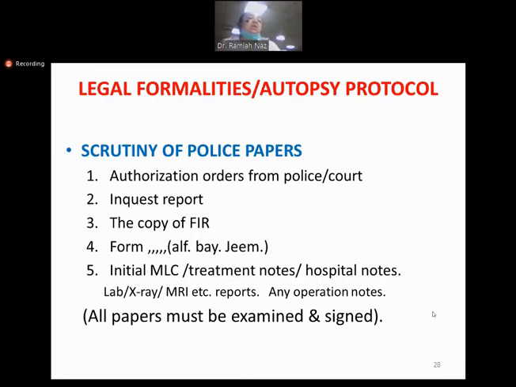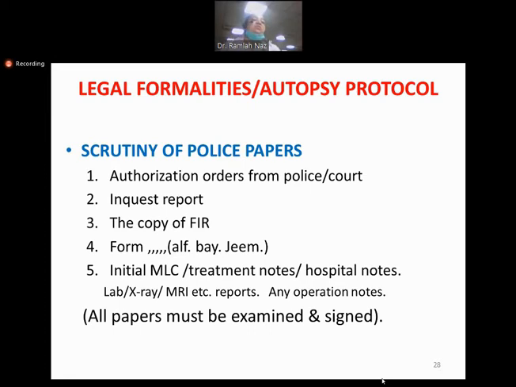Now we come to the legal formalities and autopsy protocols. Sometimes or always we ask this question in the exam, and every time you start off with something very different. I don't know where you study from, but this is what I'm telling you, please make sure you memorize it.